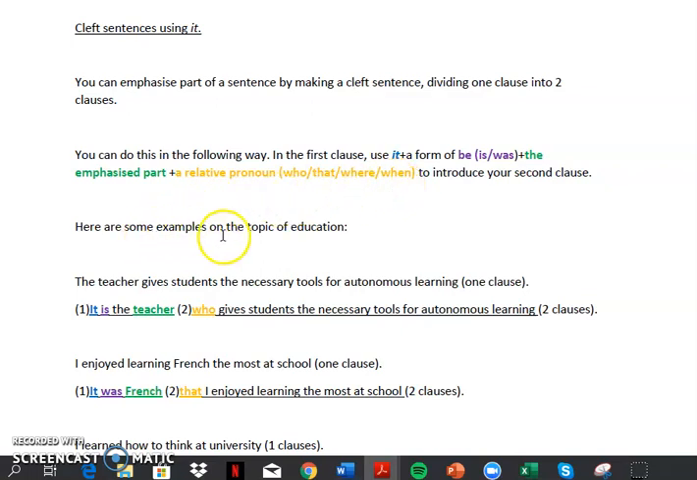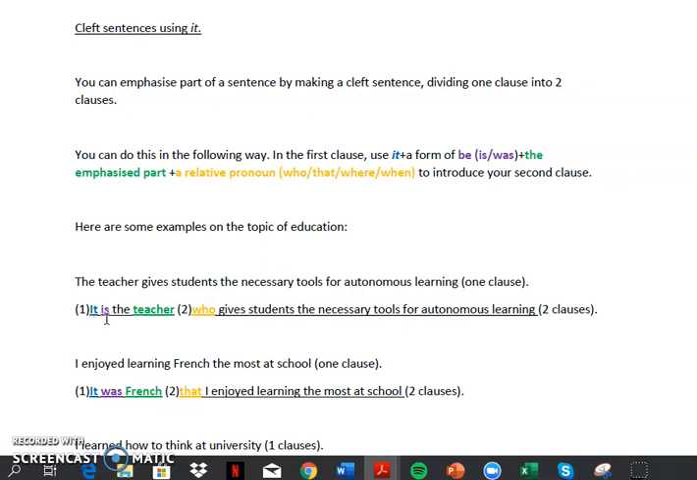Here are some examples on the topic of education. The teacher gives students the necessary tools for autonomous learning. Okay, so that's one clause. Now then, let's look at this in two clauses. So first, starting with it.